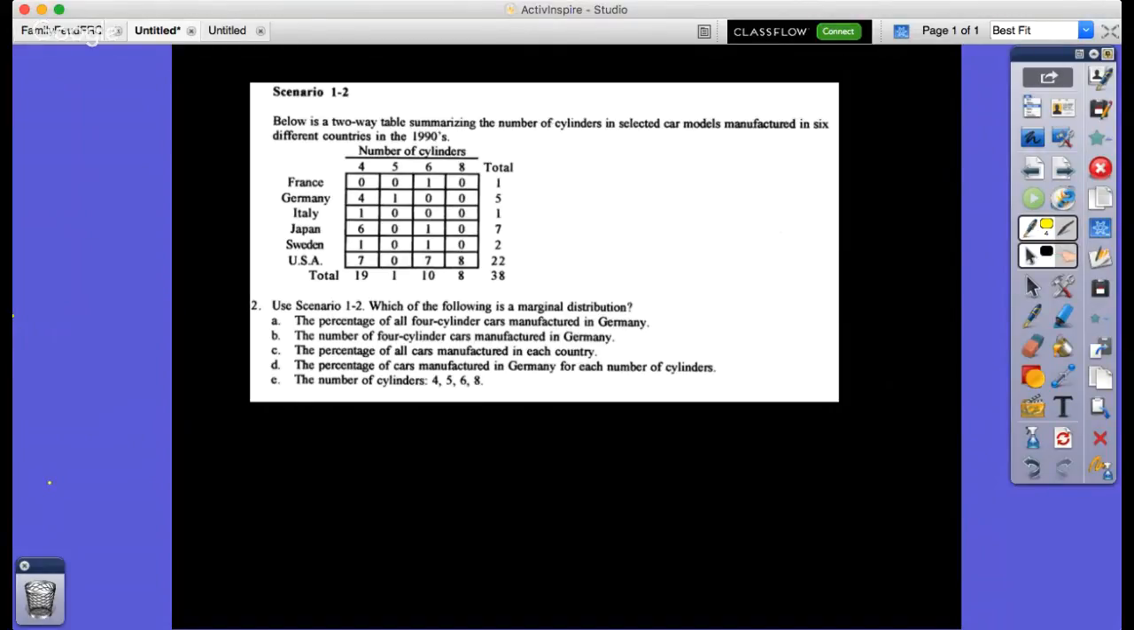So as we look at this, it says below is a two-way table summarizing the number of cylinders in selected car models manufactured in 6 different countries in the 1990s. It says use scenario 1.2 to find out which of the following is a marginal distribution. Okay, what does marginal distribution mean? I can't remember that. What's conditional distribution? Conditional means that there's a condition on it, right? If this, then this, right?